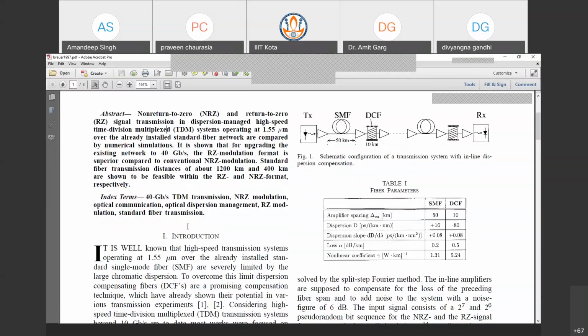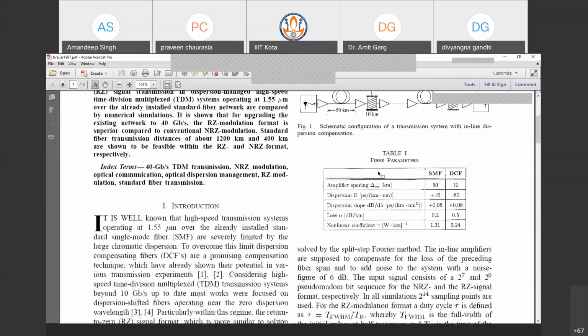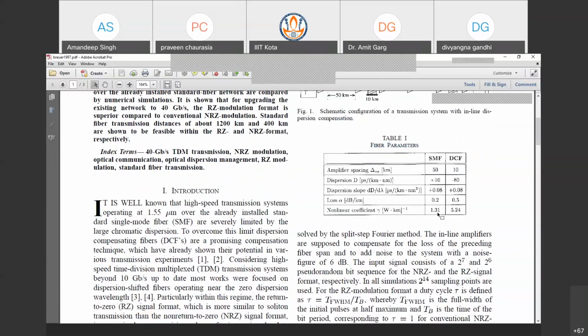So in that case, if you go through the fiber parameters, so these are the fiber parameters. So our calculation is also somewhat similar to these parameters. 50 kilometers of SMF, dispersion compensation 10 kilometers, and their particular dispersion of fibers in picoseconds are 16 and 18.